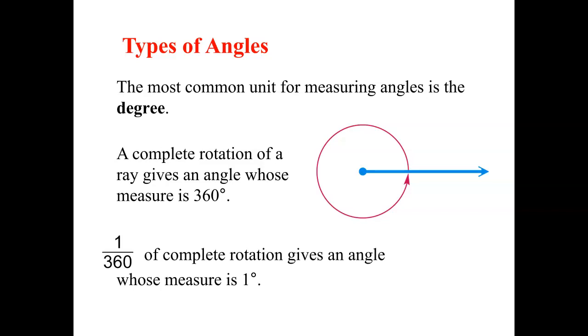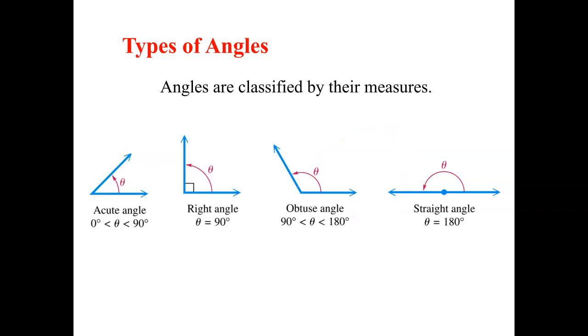Now, a complete rotation is 360 degrees. So a full circle, one full rotation, is 360 degrees. I can continue rotating past that to get values greater than 360, but every full rotation is going to be a multiple of 360.